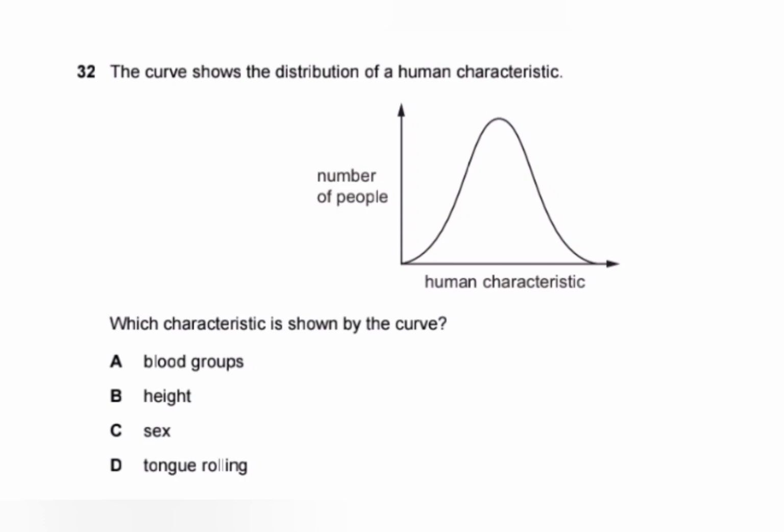So A is saying blood group. So as for blood group, it is an example of discontinuous variation. Then as for height, it is continuous variation. Then as for C, it is discontinuous variation. Then as for D, it is discontinuous variation. So the answer here is going to be what? B, which is the height.